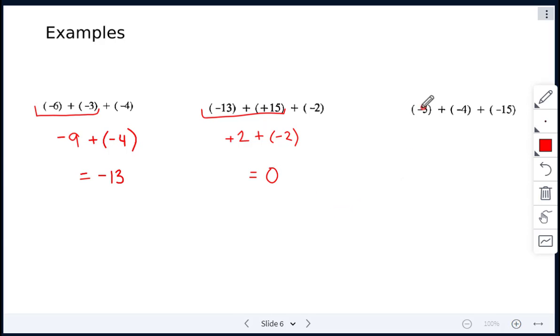All right, so next example, we're going to do negative 3 and negative 4. So negative 3 plus negative 4, the signs are the same, so we're going to add and keep the same sign. So this becomes negative 7, and then we still have plus negative 15. Now the signs are both the same, negative and negative, so we add and keep the same sign. So 7 and 15 gives me 22, and they're both negative, so it's negative 22.